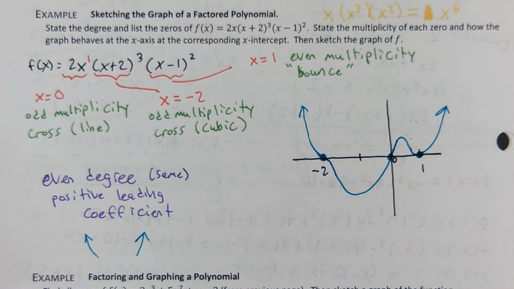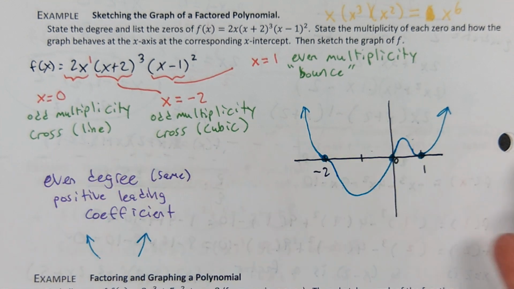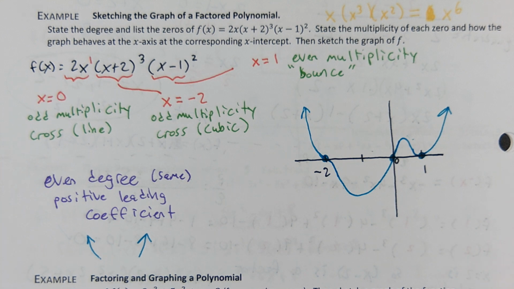When they're already factored, life is good. That's more than half of the work, in my opinion. Are there any questions I can answer about the skills that were in this question? The multiplicities, the behaviors, the degree, the end behavior, anything. Please ask me. I'm not interested in rushing a challenging lesson.